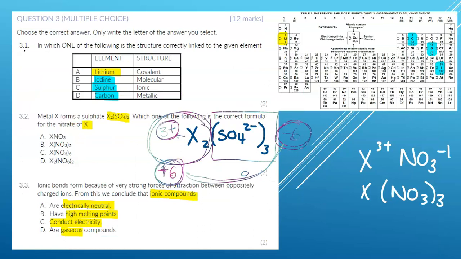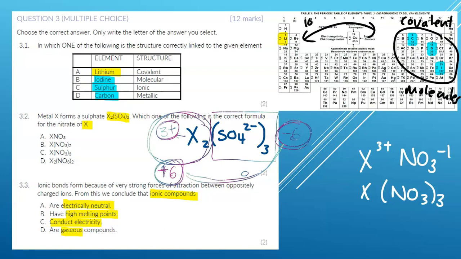Okay, so for 3.1 we had a list of elements and then they're asking for the structure. If we look at our periodic table, we know that when we work with the blue ones, it is covalent and we form molecules. And when we do both sides of the step, it is ionic and it's ionic substances. So now we just test what we know against what they give us.